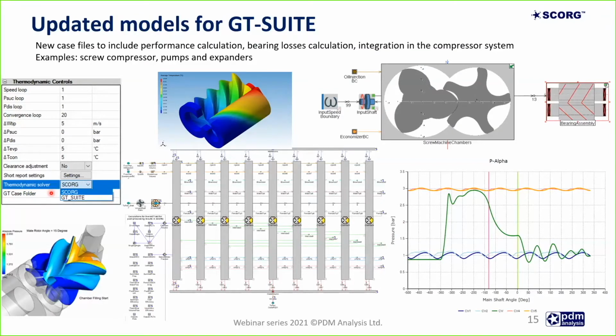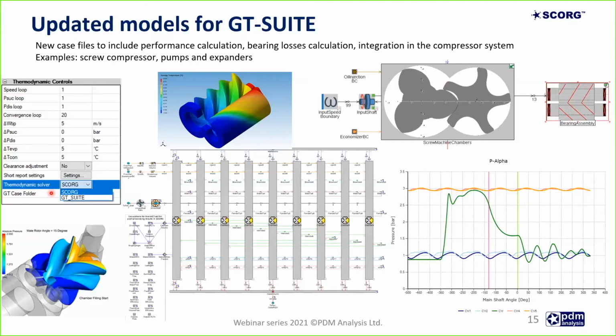But also in this version here, we have new models that contain bearing assemblies for both hydrodynamic and rolling element bearings, and losses could be calculated. Models are updated to, first of all, solve some issues that we had previously, but also to extend use of GT Suite. We had a webinar a few months ago about some of these features.